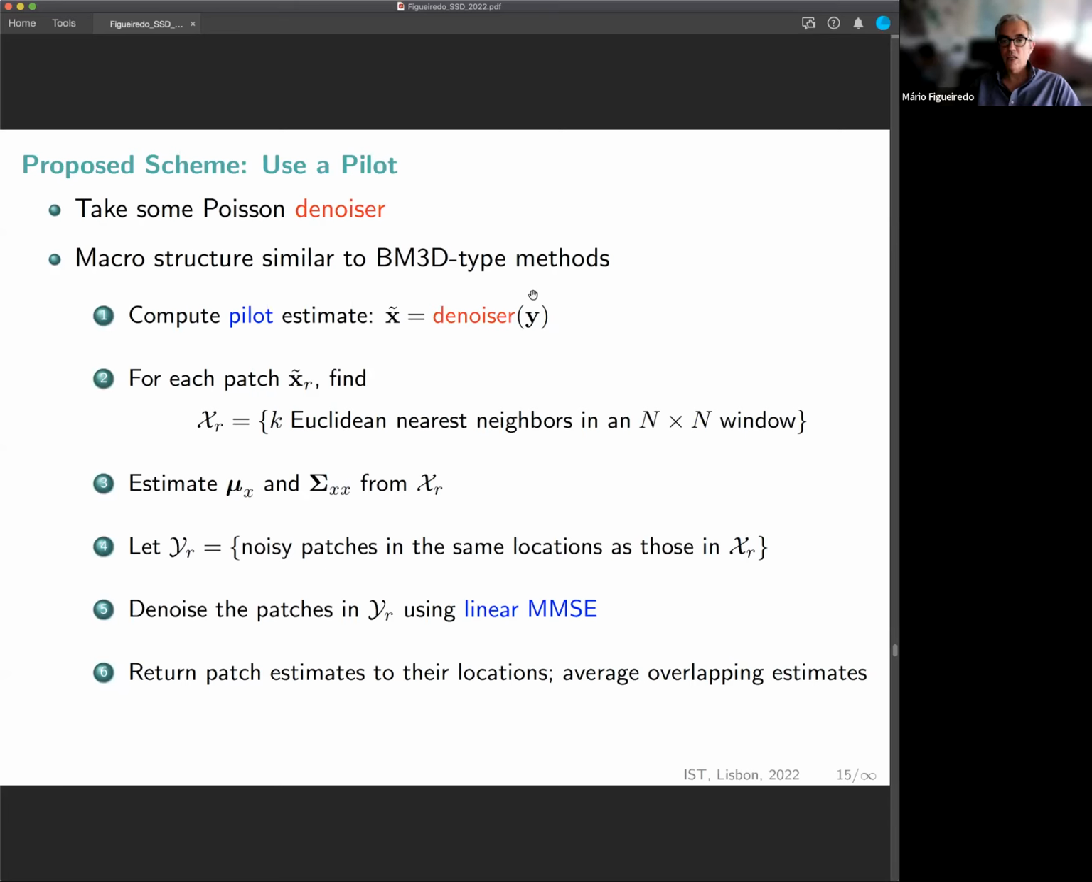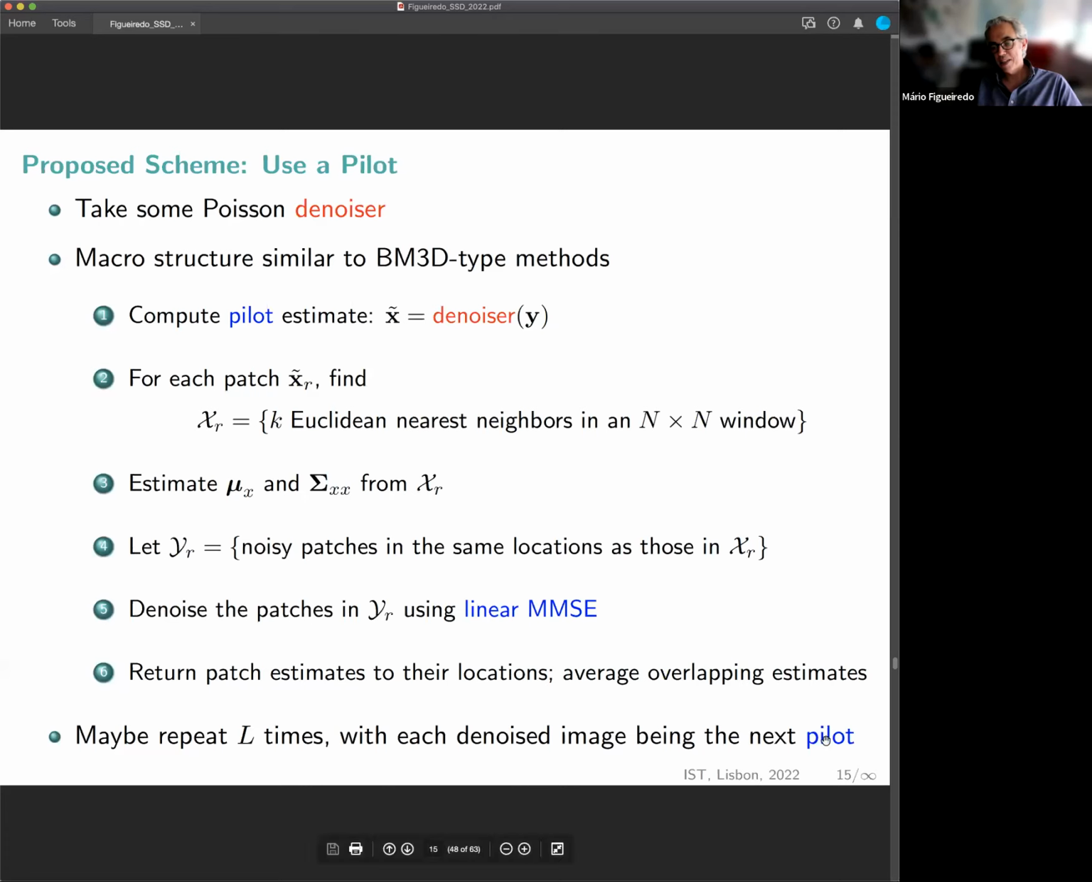So the trick is to use the linear minimum mean squared error to denoise the noisy Poisson patches. The linear minimum mean squared error requires knowledge of the mean and the covariance. How do you get them? You build a pilot estimate from another denoiser, and you estimate them from that pilot denoised image. You maybe repeat this twice or 3 times, because now you have a denoised image, and you can think of that denoised image as a better pilot. Now you take your denoised image, you re-estimate mu and sigma, and you repeat the procedure. Usually you do it twice, 3 times, no more than that.